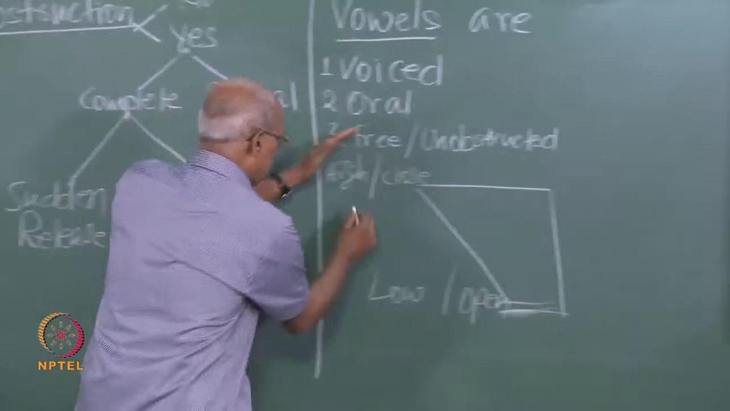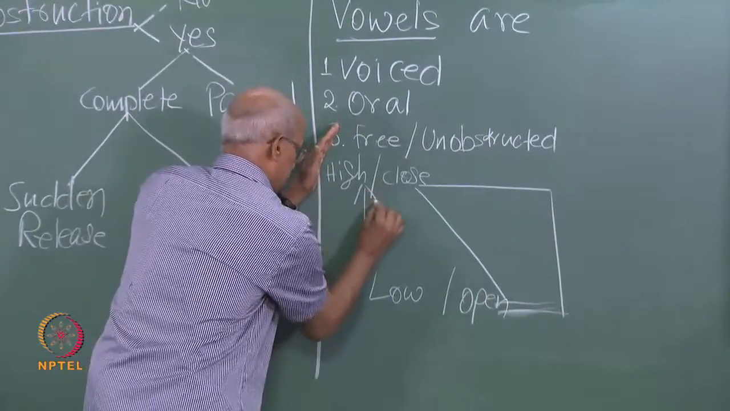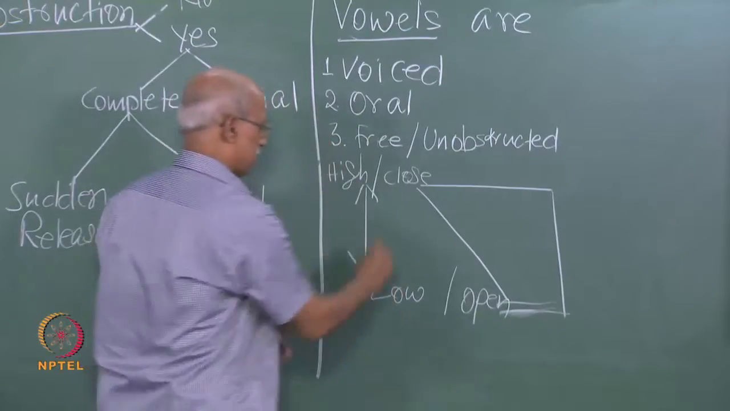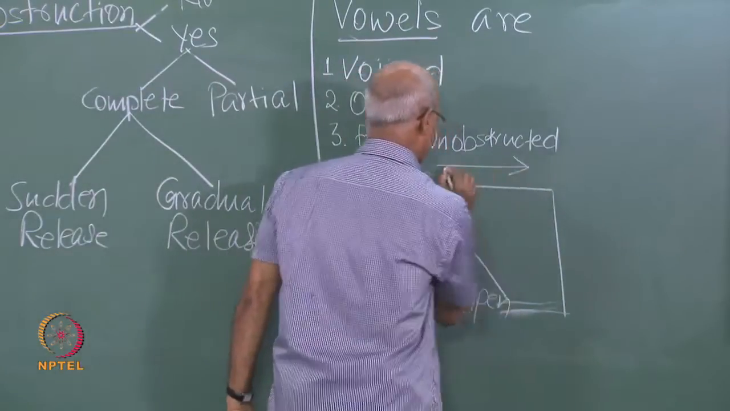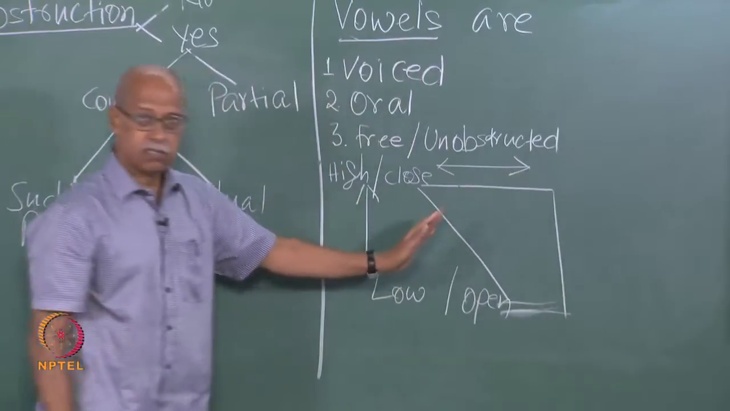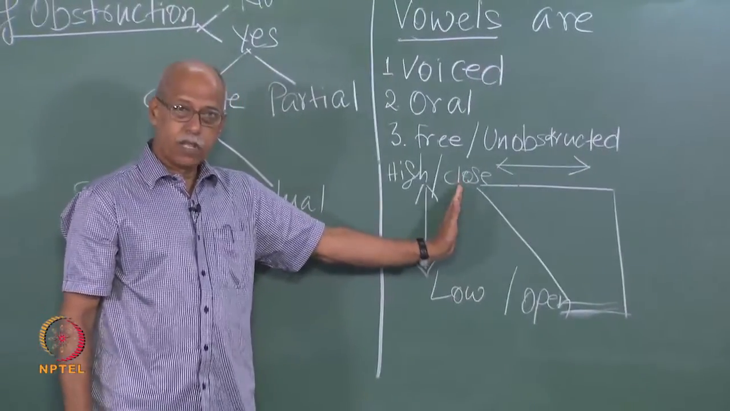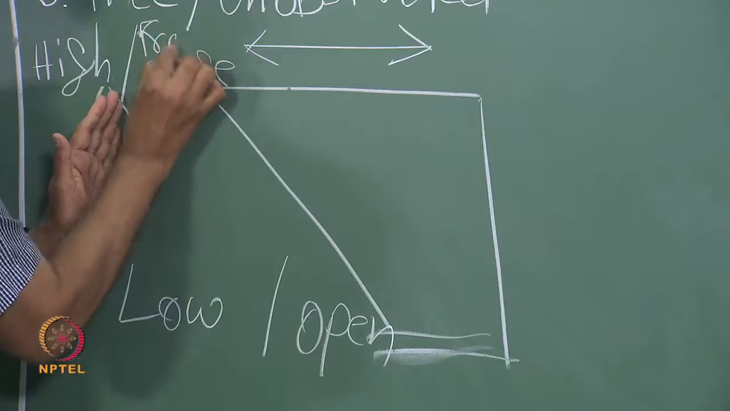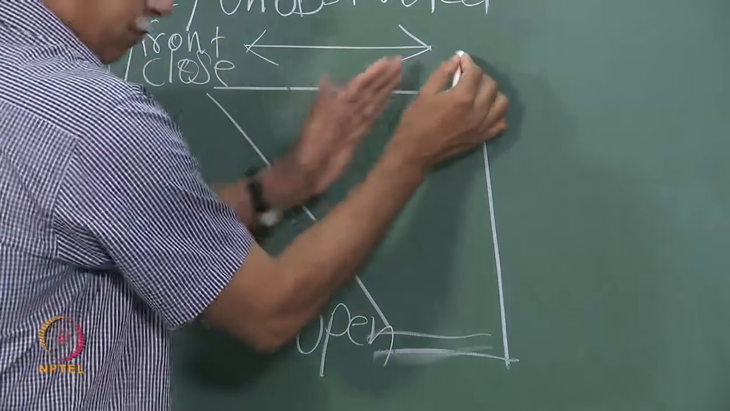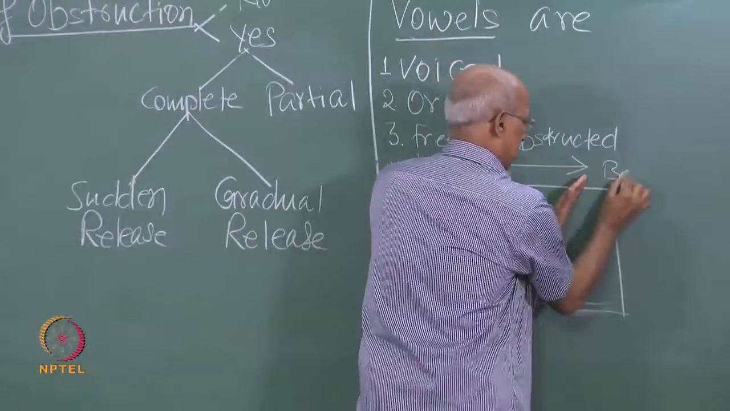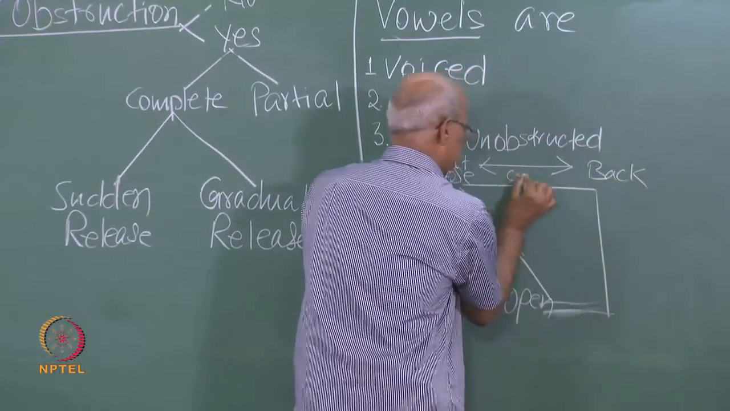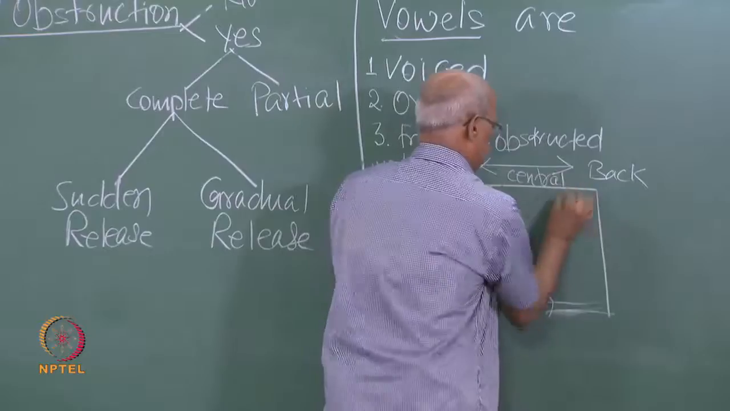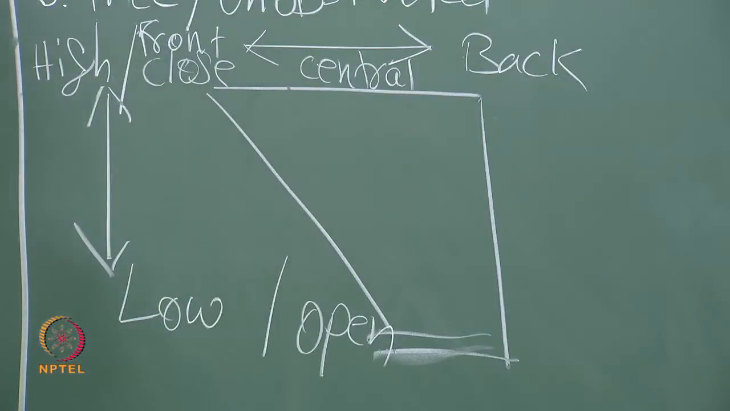Similarly, this is the vertical axis. On the horizontal axis, what is this? This is front. On the horizontal axis, this is front, and therefore this is back, and therefore this is central. Okay? In between, there are many positions.